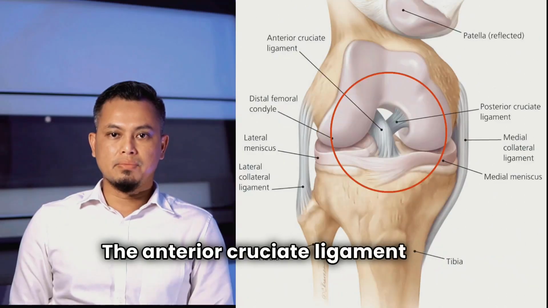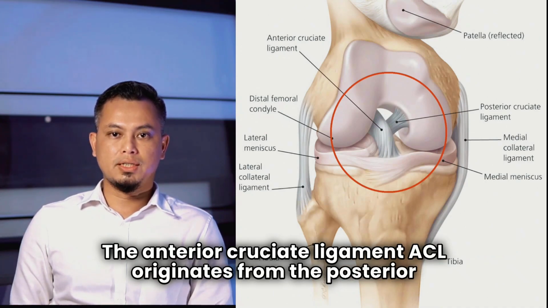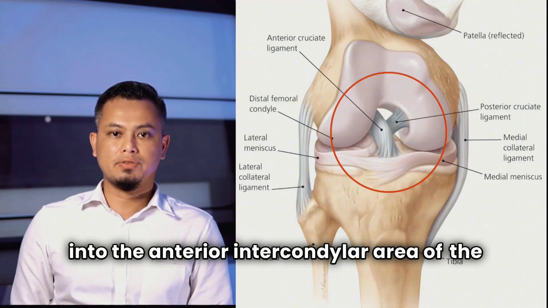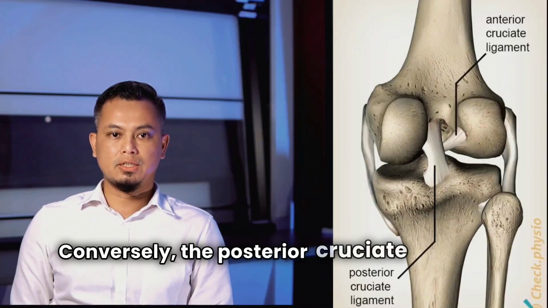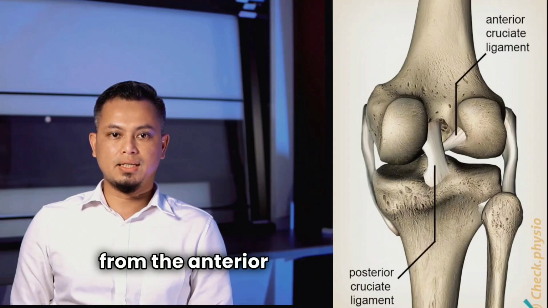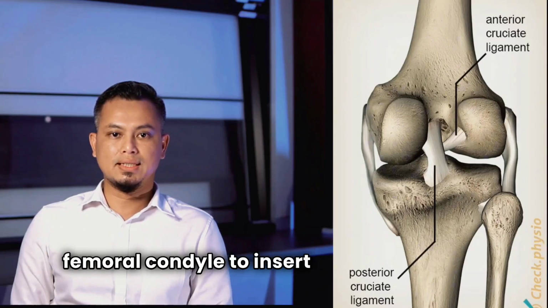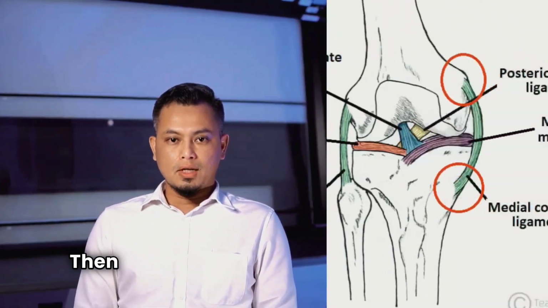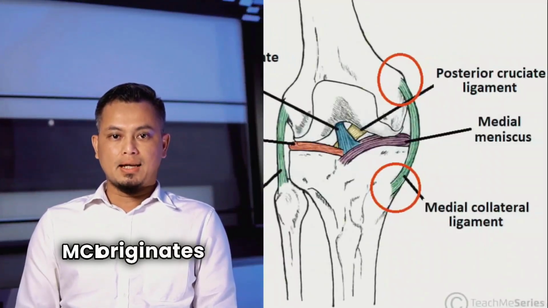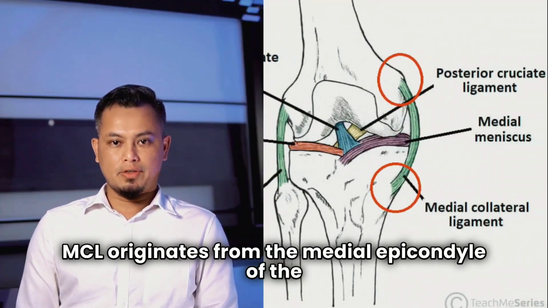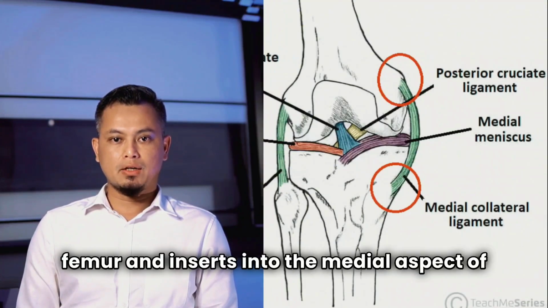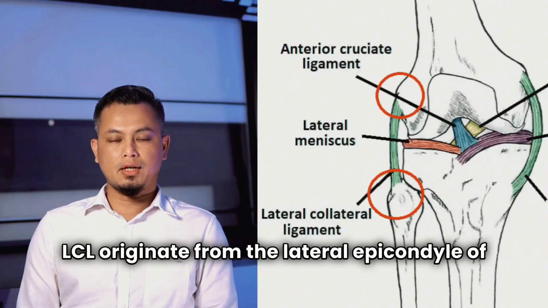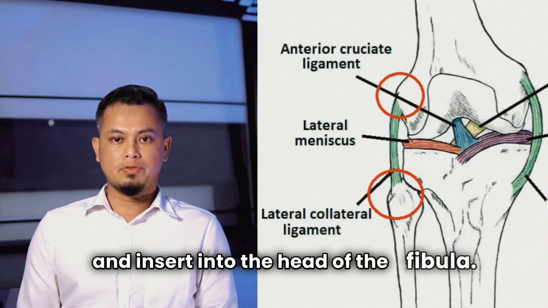The anterior cruciate ligament (ACL) originates from the posterior aspect of the lateral femoral condyle and inserts into the anterior intercondylar area of the tibia. Conversely, the posterior cruciate ligament (PCL) starts from the anterior part of the medial femoral condyle and inserts into the posterior intercondylar area of the tibia. Then we have the medial collateral ligament (MCL), which originates from the medial epicondyle of the femur and inserts into the medial aspect of the tibia, and the lateral collateral ligament (LCL), which originates from the lateral epicondyle of the femur and inserts into the head of the fibula.